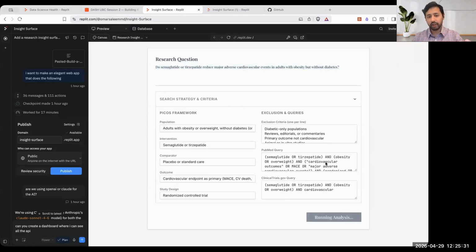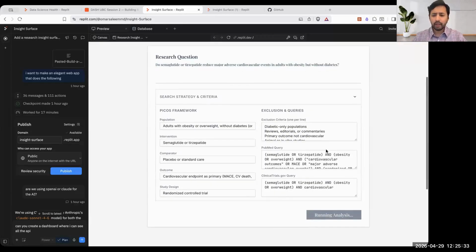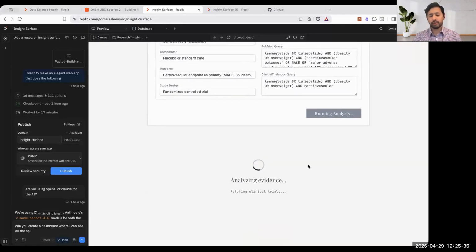And then we're going to run the analysis. Now this is using Claude Sonnet. So what's happening now is we're sending out requests to PubMed and clinicaltrials.gov, getting all that information. Now Claude is going to go through all of the results from there.